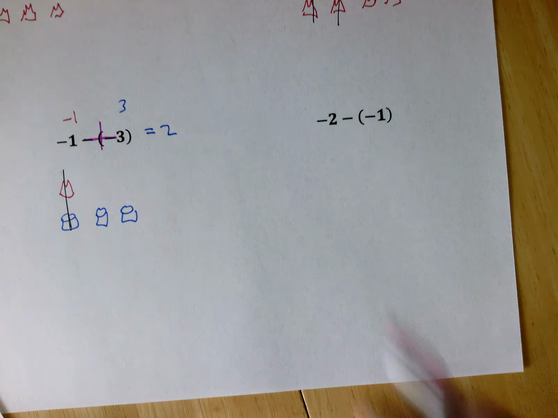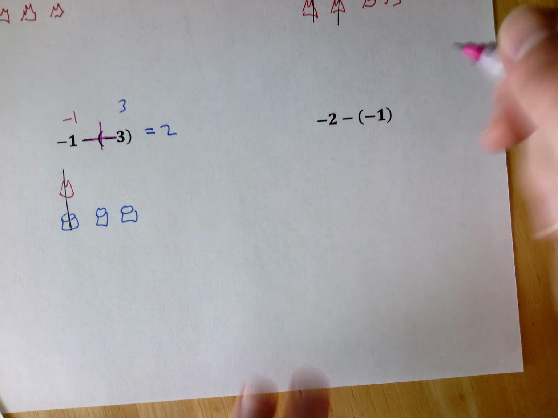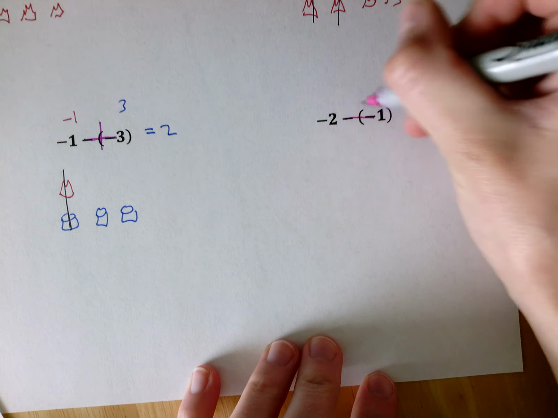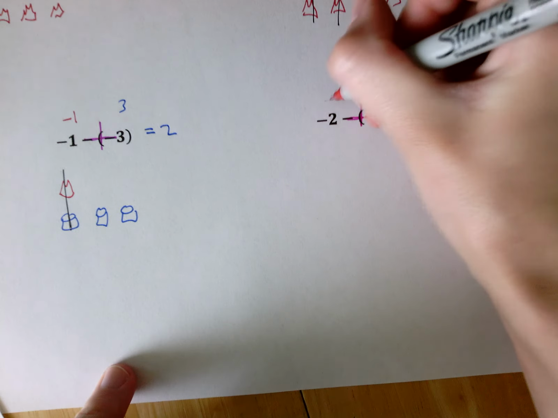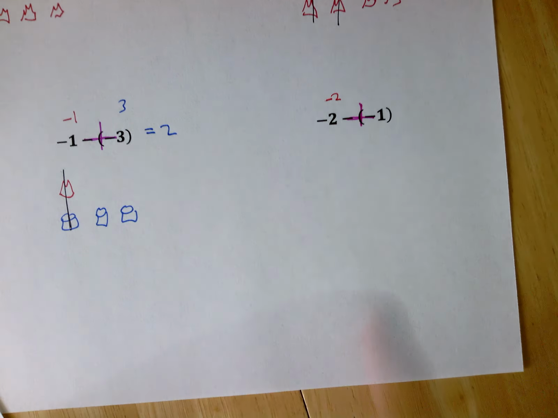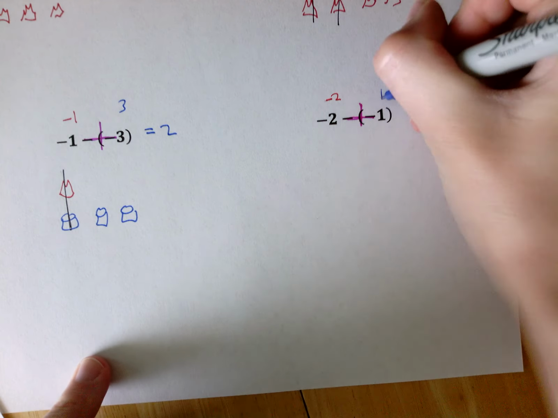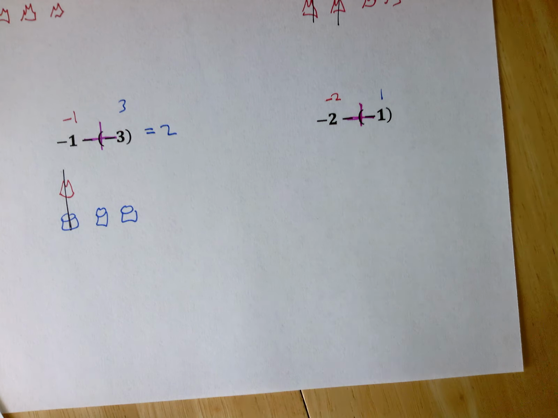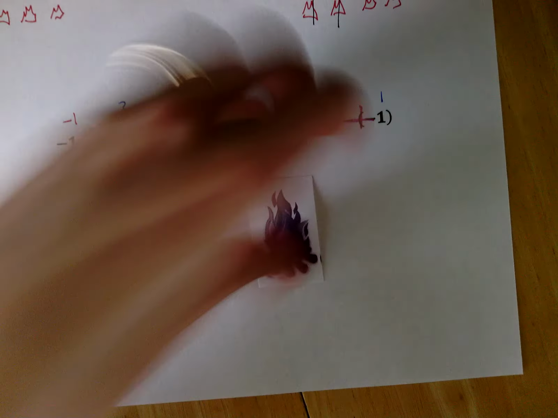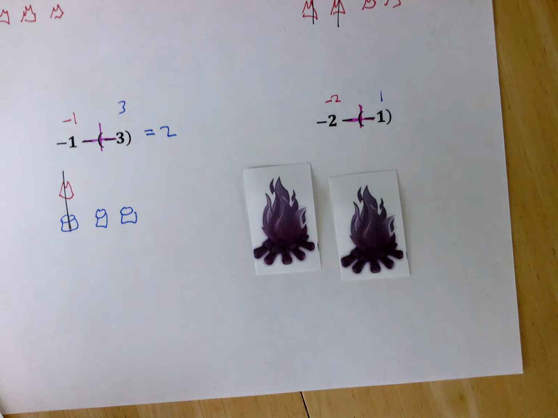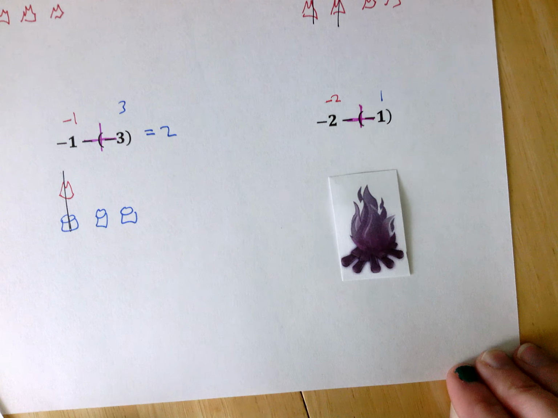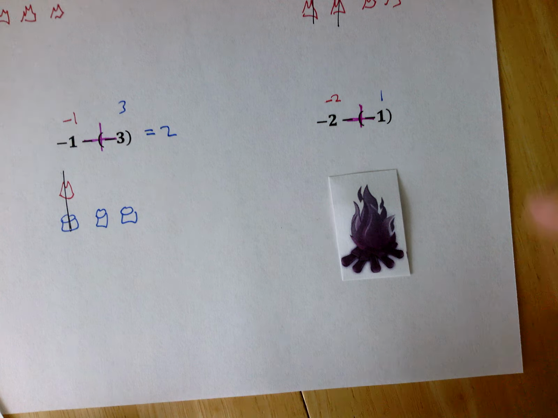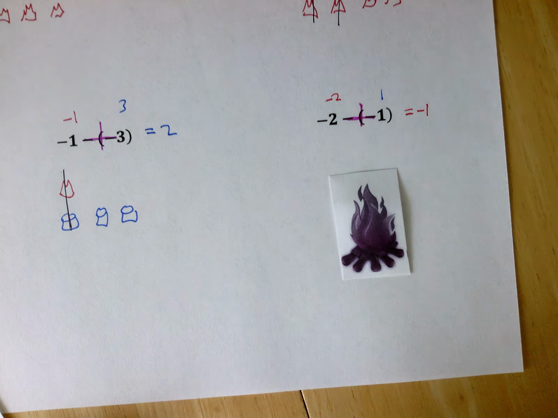So again, we've got this a minus and then a parenthesis and then a negative sign. And we're going to change our perspective and make this look like a giant plus sign. Okay, so then what do I have? Well, I've got a -2 over here. And then on the other side, I've got a +1. So that is what I'm going to combine together. So 2 negatives, that means I've got 2 fires. And then 1 positive is 1 bucket of water. A bucket of water gets rid of a fire. So those are gone. And my answer is -1 because I have 1 fire left over.